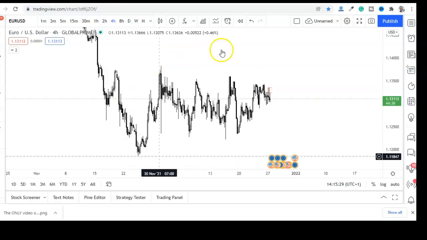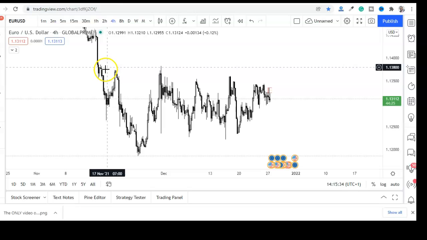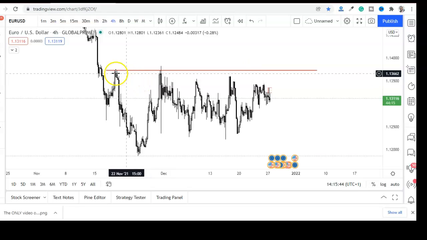So looking at this price action here, this is the origin of the move. This is the origin of the move. And what can you observe here? Do we have a break on the 4 hour?